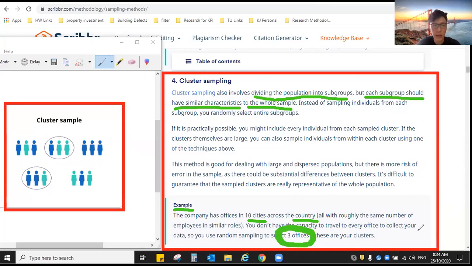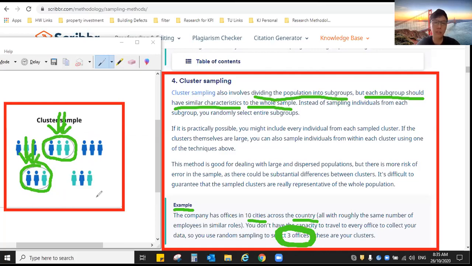You can see here, he already drew it for you. Maybe this cluster has more female and this cluster has more male. They don't care, but they have the same characteristics. The office has the same characteristics. Male is more in this office, female is more in this office, but they don't care because the intention is same characteristics. So this is called cluster.